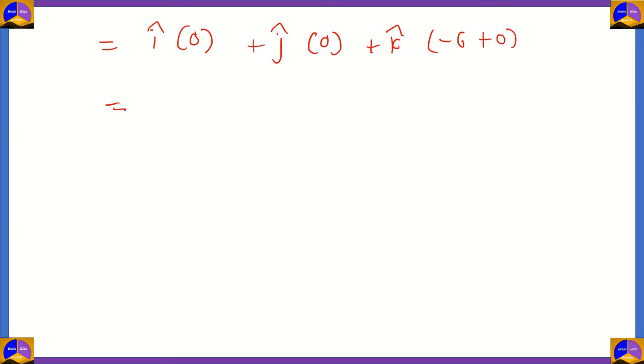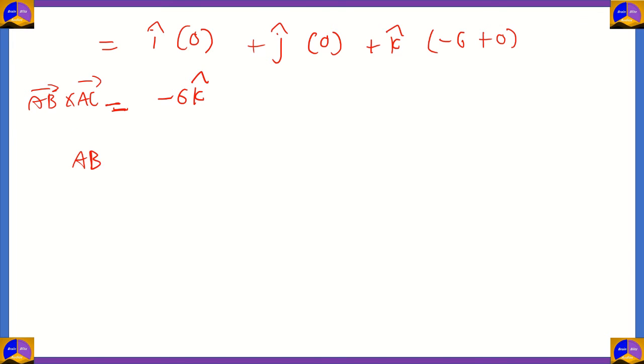So the values for I cap will all boil down to 0. For j cap, it's going to be the same. So if I write it out plus here or minus here, it doesn't make any difference. But for k cap, one of the terms, that is 2 times minus 3, will become minus 6, and the other will become 0. So minus 6 plus 0. So therefore, the cross product of the vectors AB and AC is equal to minus 6k cap.